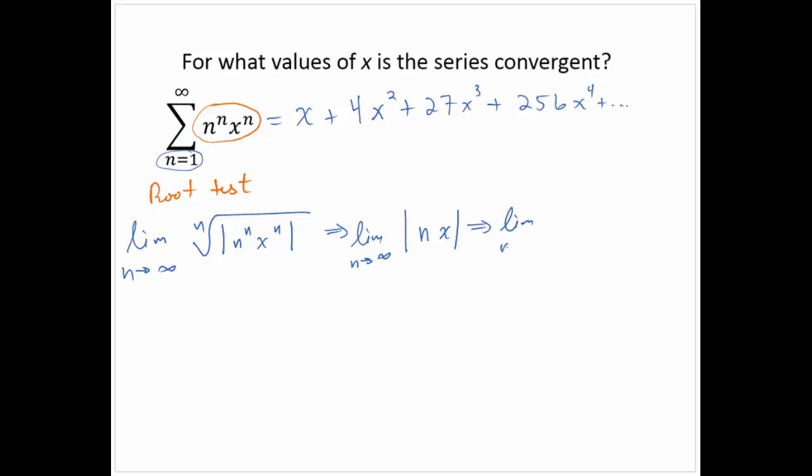So that would be the limit with n approaching infinity. Well, as I said a moment ago, n is positive, so I can bring the n outside the absolute value. Now notice that as n approaches infinity, it doesn't matter what x is: infinity times any number besides 0 is infinity. So this limit is 0 if x equals 0 and is infinity elsewise.